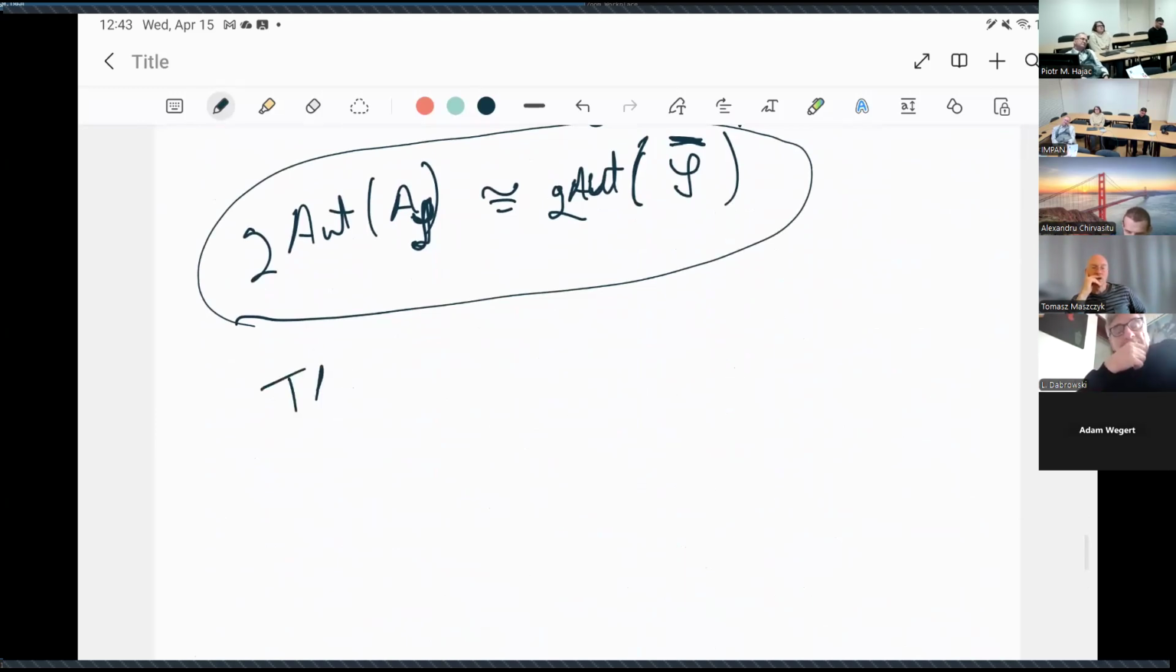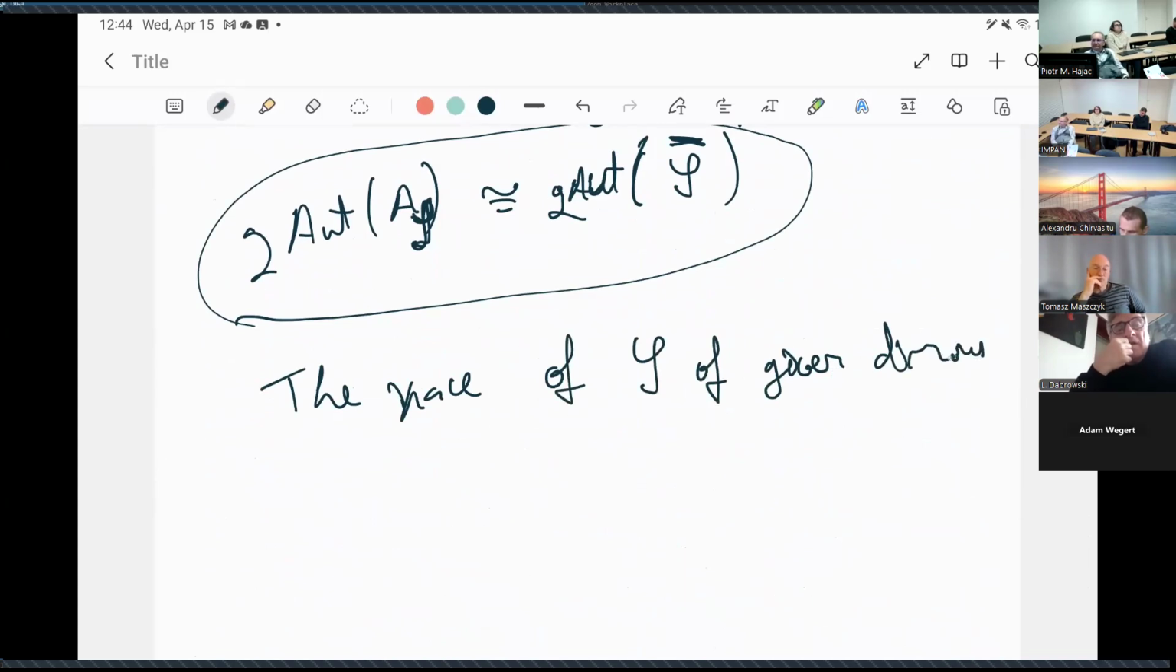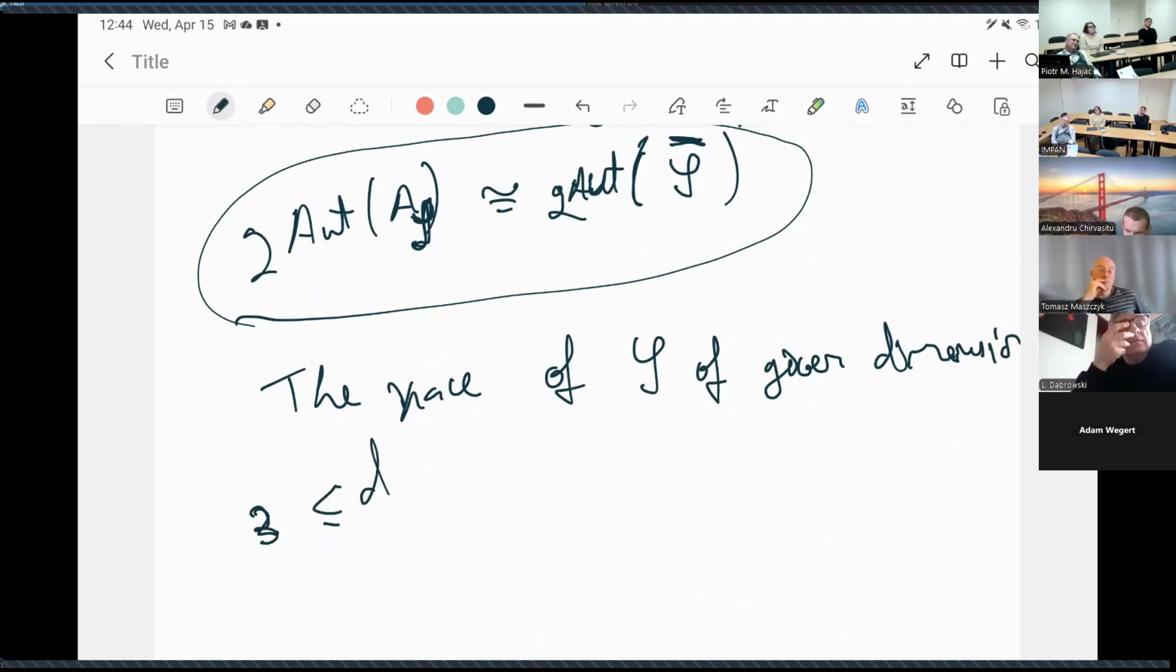The space of S of given dimension D, where I want D to be at least 3 and at most n squared minus 2.